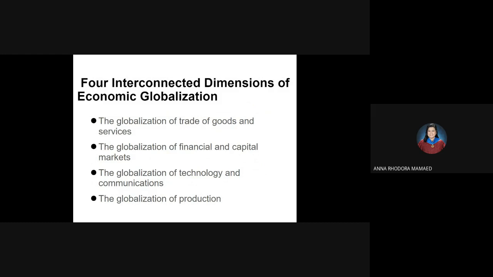We have four interconnected dimensions of economic globalization: the globalization of trade of goods and services, the globalization of financial and capital markets, the globalization of technology and communication, and the globalization of production.